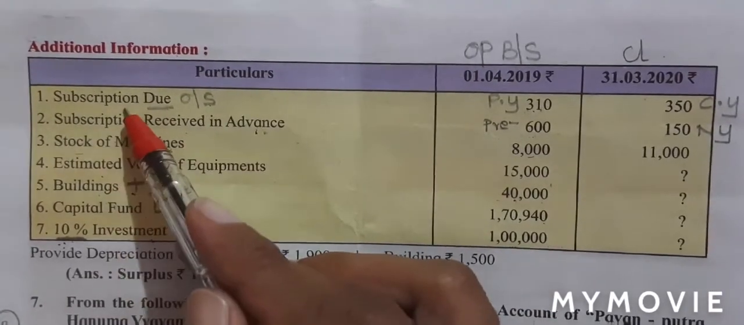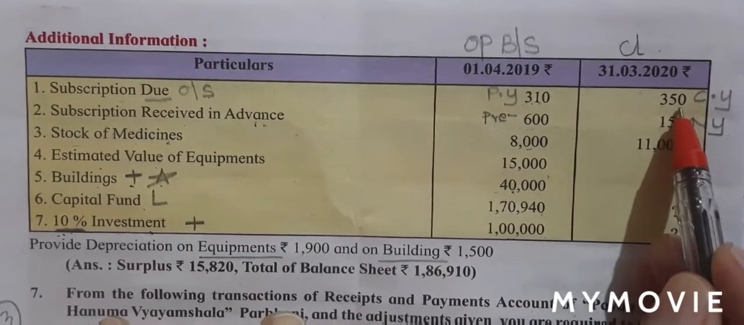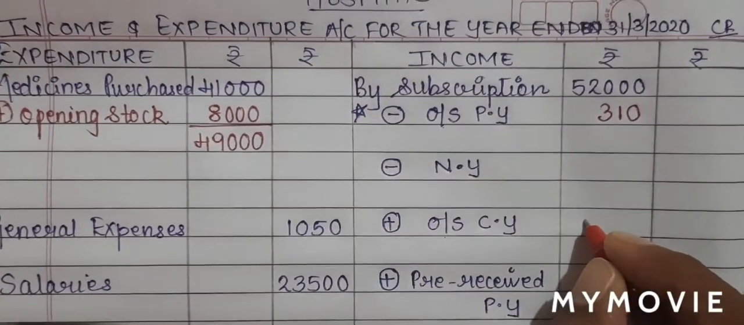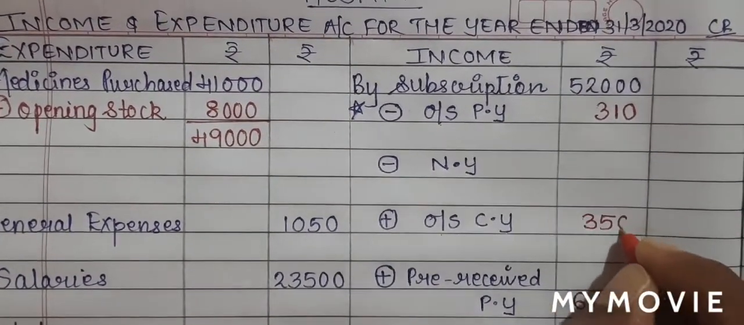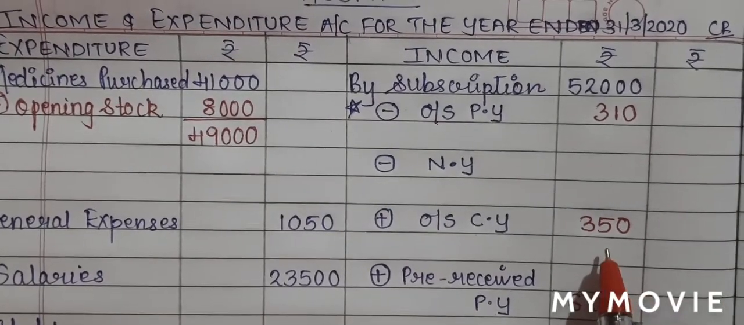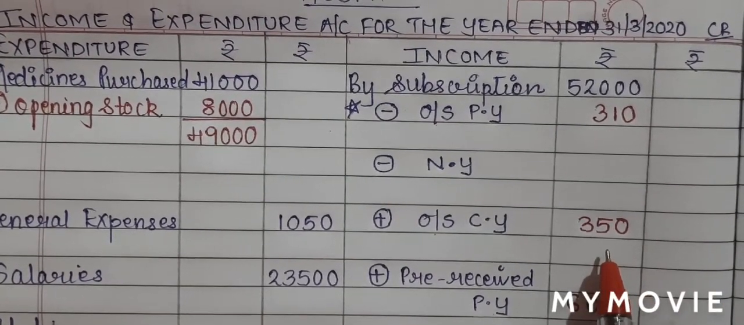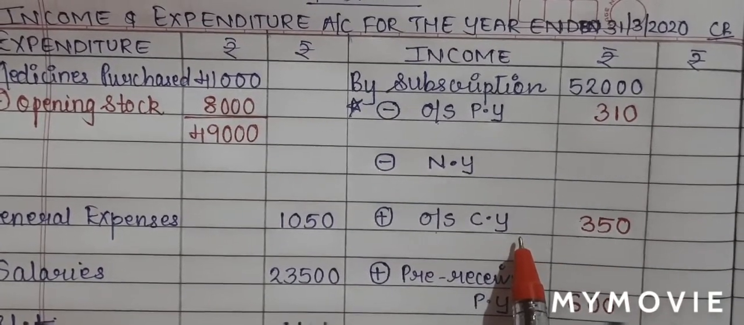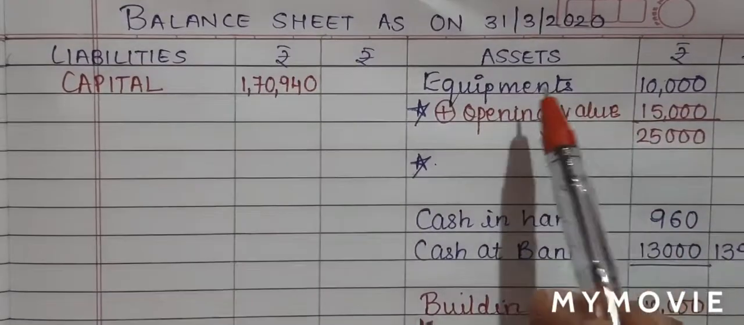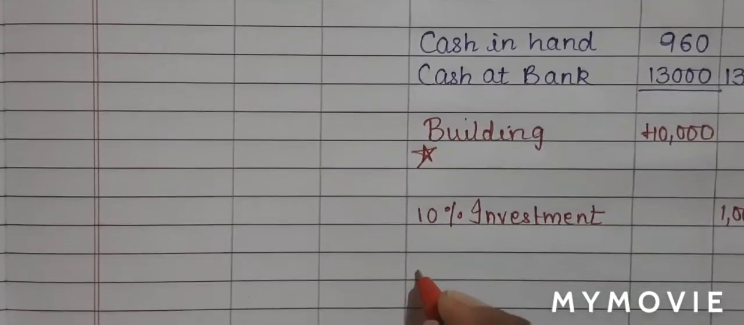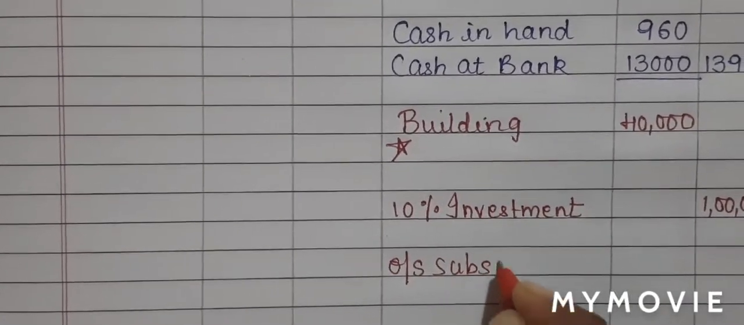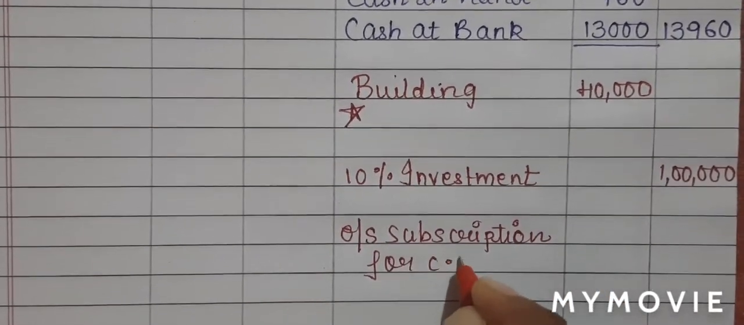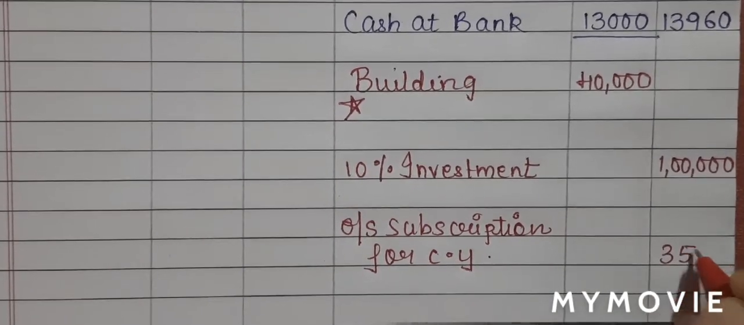So I have outstanding subscription for the current year, 350. So on the subscription table, I have outstanding for current year. So I'll only fill in the blank, that is 350 rupees. Now students, you know that this is related to current year. So this will have a second effect. It's an outstanding income. So outstanding income, second effect will be on the asset side. So on the asset side, I will write outstanding subscription for current year, which is 350 rupees.